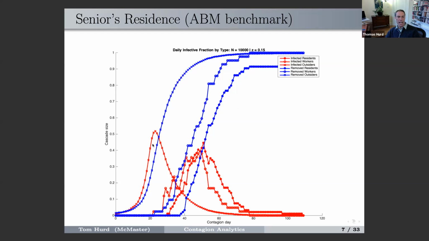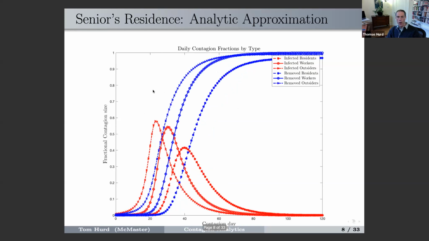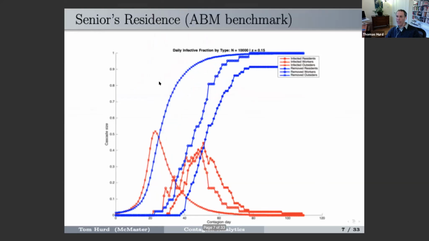But you see the regularity of the contagion in the village is because we have almost 10,000 residents. And so our large N analytics will very skillfully capture the smoothness of the village, but it also captures much of what's going on. This is the analytical approximation with exactly the same parameters. So the first peak, it very accurately matches the peak on the agent-based model.